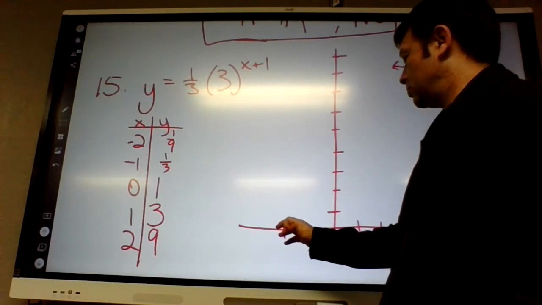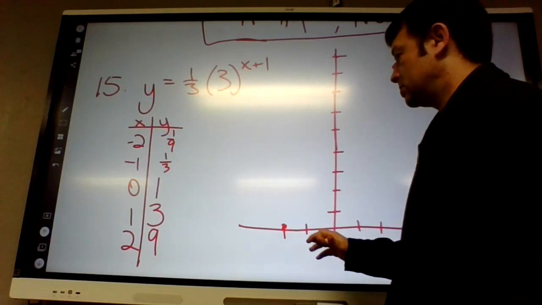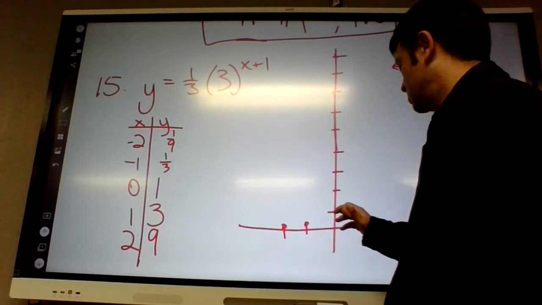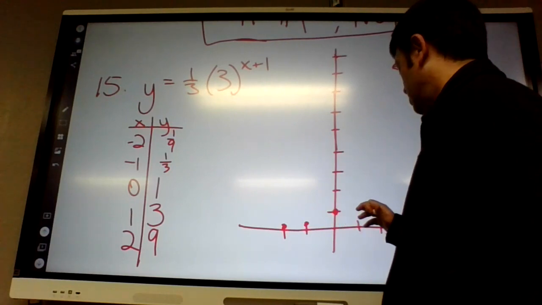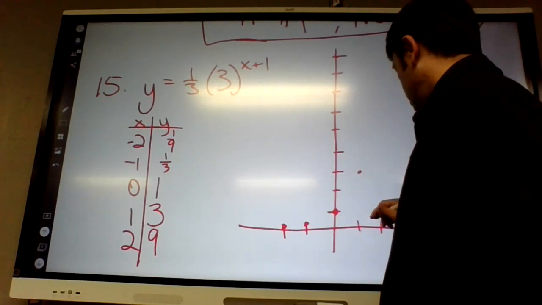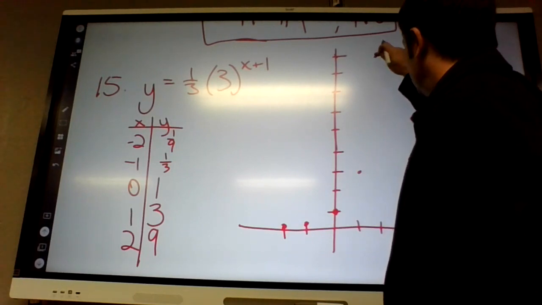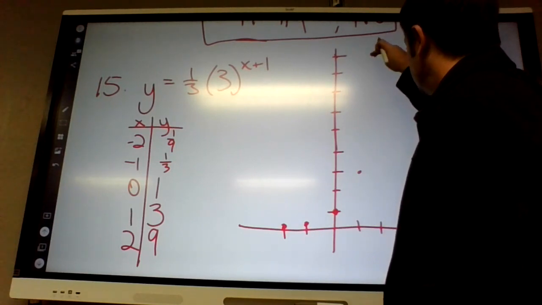-2. Oh, we're actually graphing? 1/9. -1, 1/3. 1/3. 2, 9. So it starts getting pretty big pretty fast.